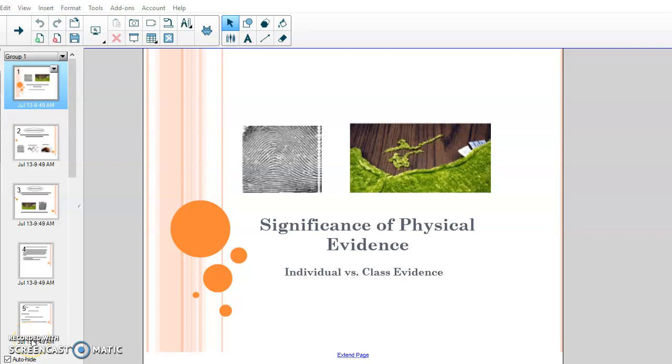Hi, today we're going to talk about the significance of physical evidence. So, we already talked about what physical evidence was. We said that's any material that's relevant to a crime. And then we talked about the 5 different types of physical evidence: transfer, pattern, conditional, associative, etc., right? And we did examples of those, and you guys have had a lot of practice with that.